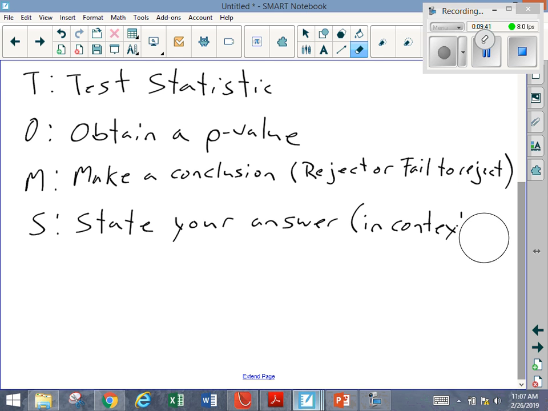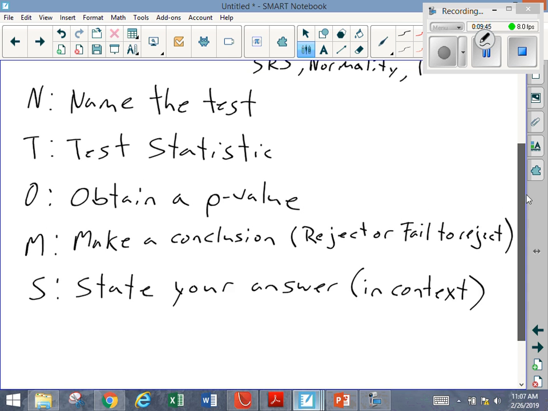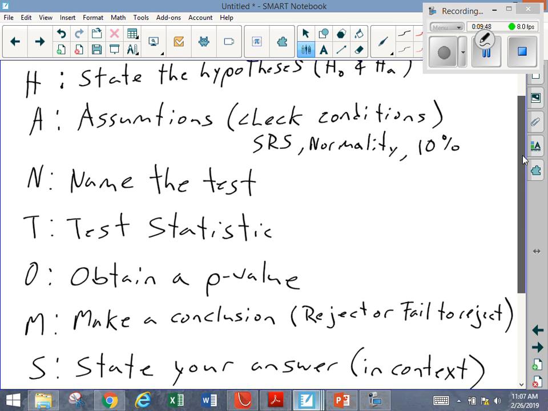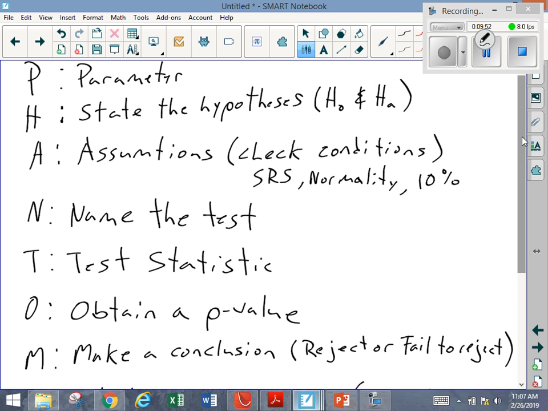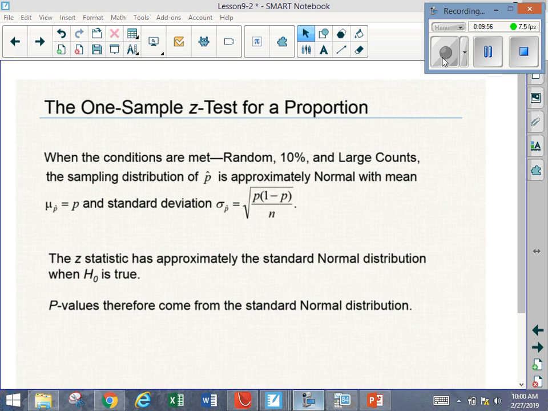Every single time I perform a significance test, I will use this process. I will go through PHANTOMS. Every single time. So we've got PHANTOMS as our method of going through the process of carrying out a significance test.